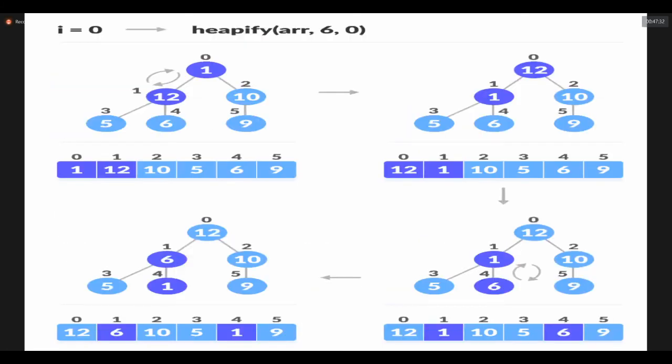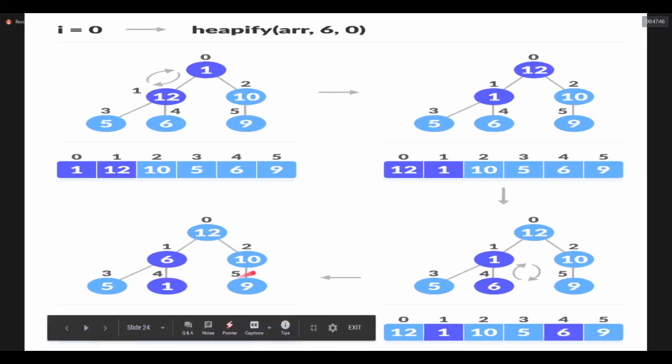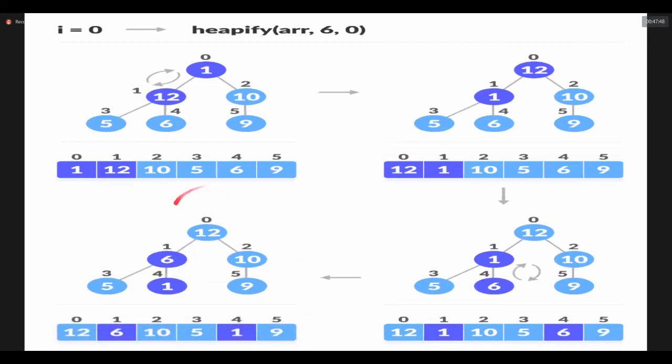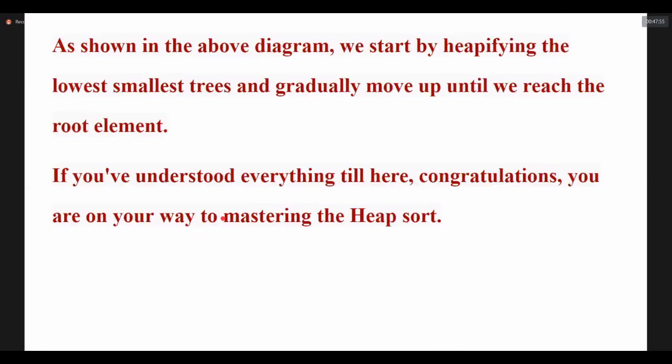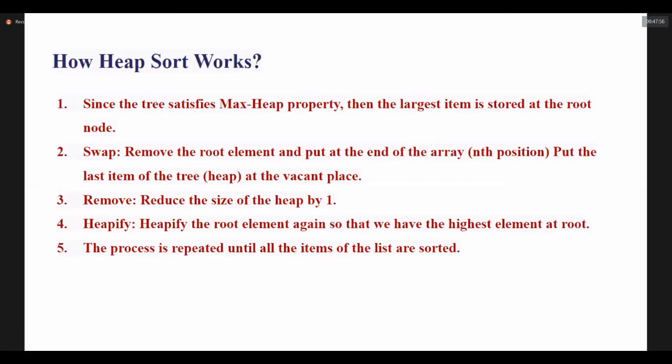After the heapify process, we have the tree like this: 12, 6, 10, 5, 1, 9. It is not a level order tree. If it were a level order tree, it would be in sorted order, 1, 2, 3, 4, 5, 6. But in max heap, it is not in sorted order. So now we apply the max heap sort. Heap sort means one more step here.